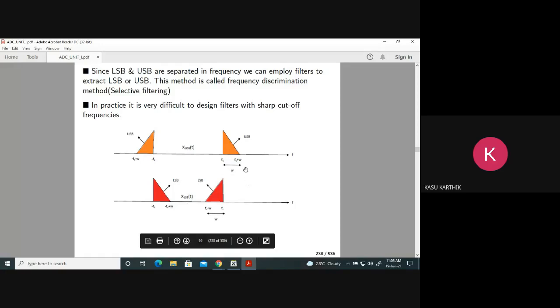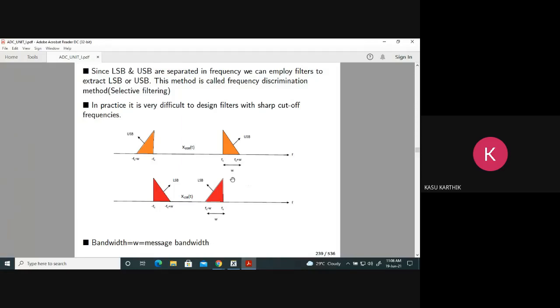These are the two spectra of SSB. Either you pass the upper sideband or the lower sideband. Obviously, the bandwidth will be only W, that is the same as the message bandwidth. Now we are saving bandwidth and power also, so both come down. So this is very good.